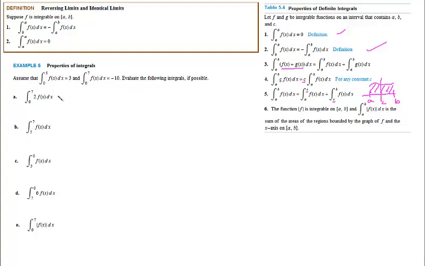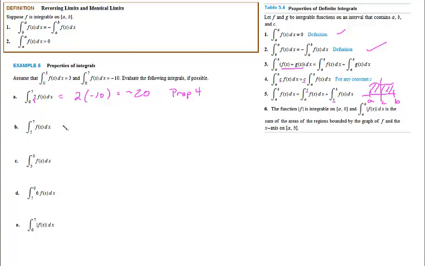Alright, we're going to use our properties to figure out what the value of these integrals would be. Looks like I have a constant multiplier. Constant multiplier is property 4. By property 4, I can say that this is 2 times negative 10, so this answer would be negative 20. I don't have something that lets me do this from 5 to 7, although I do know from 0 to 5, and I could look at 0 to 7.